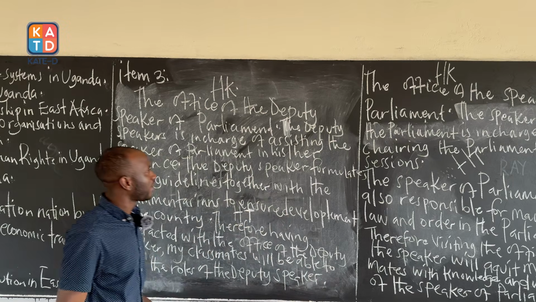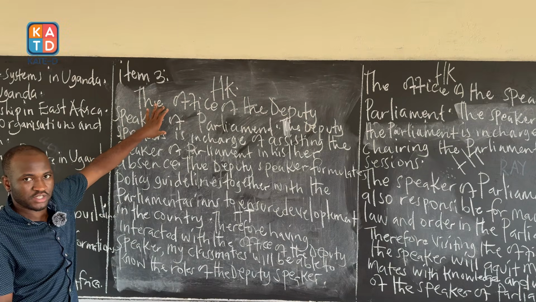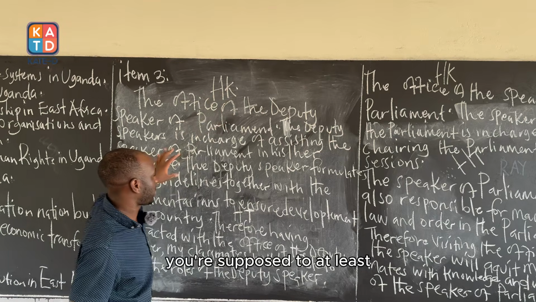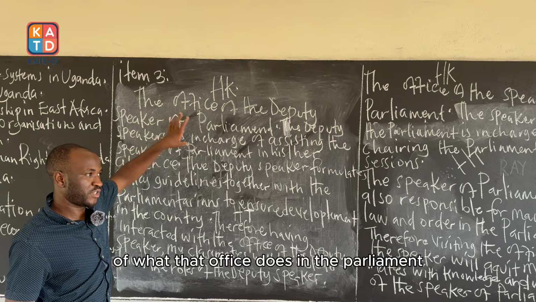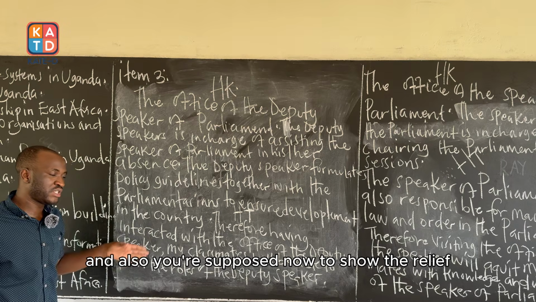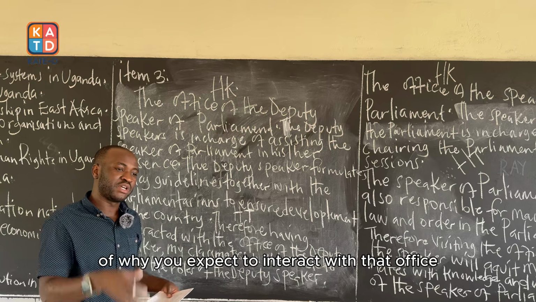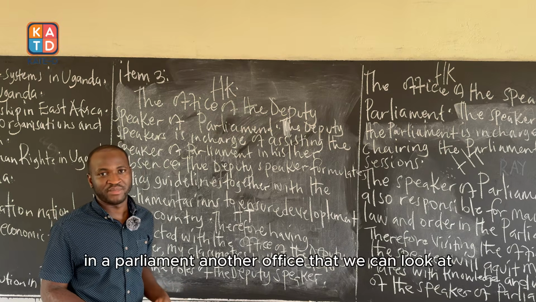Full stop. So therefore, we are supposed to mention the points such that we qualify to get the HK. We are supposed to at least give 2 roles of what that office does in the Parliament, and also we are supposed now to show the relevance of why you anticipate to interact with that office in the Parliament.